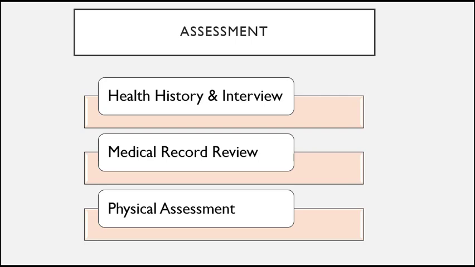So starting at the beginning, we have assessment. It's pretty straightforward. You can get assessment data from lots of different places. The health history and interviews, so questions you've asked, things that you read about in the chart. What kind of things is the patient at risk of because of their past medical history? Medical record review. Lots of information can be found by looking through the chart. And then, of course, your own physical assessment, things that you find when you're listening to their lungs and their heart, and you're watching them speak and walk, and you're looking and listening and assessing them.